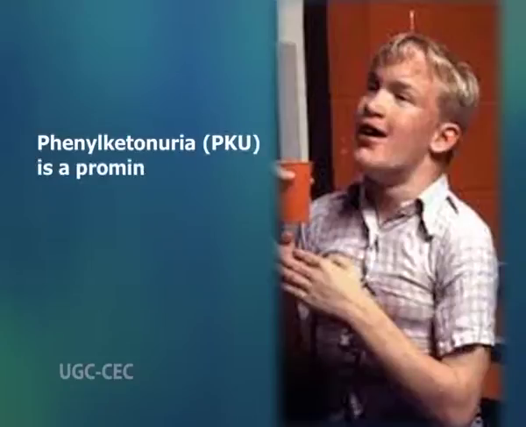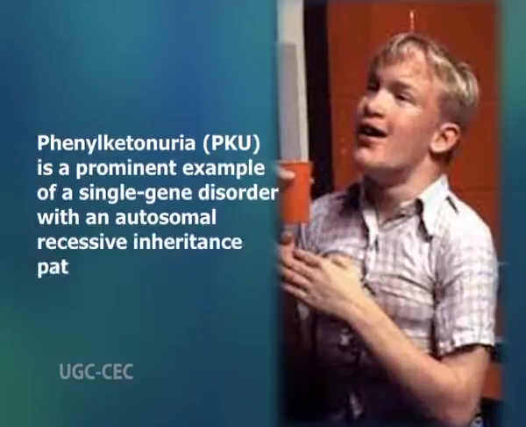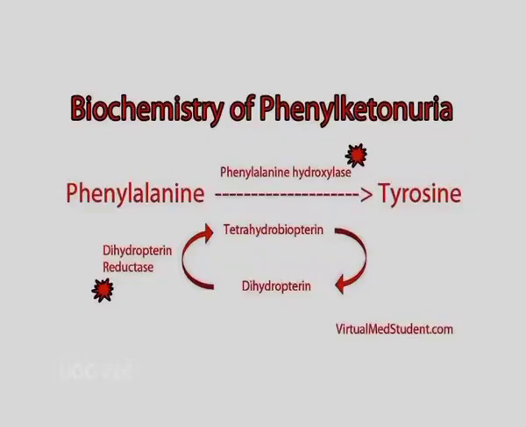Phenylketonuria, that is PKU, is a prominent example of a single gene disorder with an autosomal recessive inheritance pattern. PKU is associated with mutations in the gene that encodes the enzyme phenylalanine hydroxylase, PAH. When a person has this mutation, the PAH enzyme is non-functional.